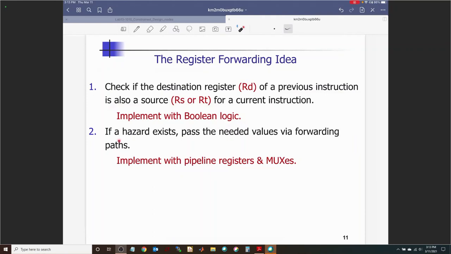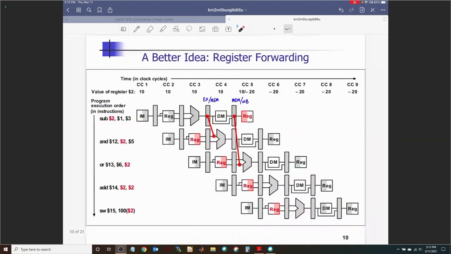So if there is a hazard that exists, then we are going to pass the needed values via the forwarding paths. We need to still implement this with pipeline registers and, like we talked about, muxes. And sometimes you will do XMEM forwarding, and sometimes you will do mem write back forwarding. And sometimes you need to do both. So for example, over here we had AND and OR, both of them needed $2, so we had to do forwarding for XMEM as well as mem write back.